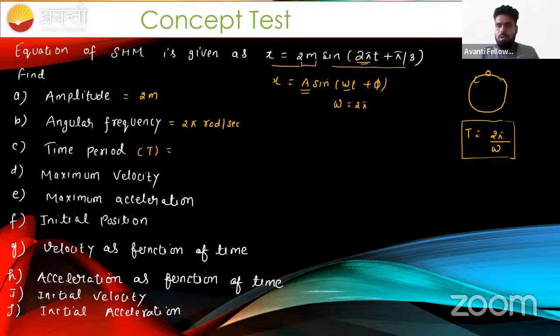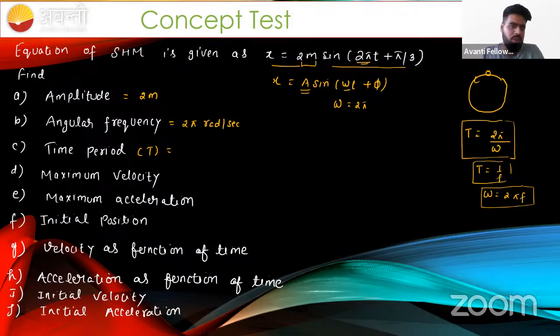And we know that the time period is also inversely proportional to frequency, which is linear frequency. So we can also write omega as 2 pi f. Such basic formulas we already know from our circular motion chapter. So once we get the time period, we write 2 pi upon omega. What is the value of omega? 2 pi. So what is the answer? That is 1 second.